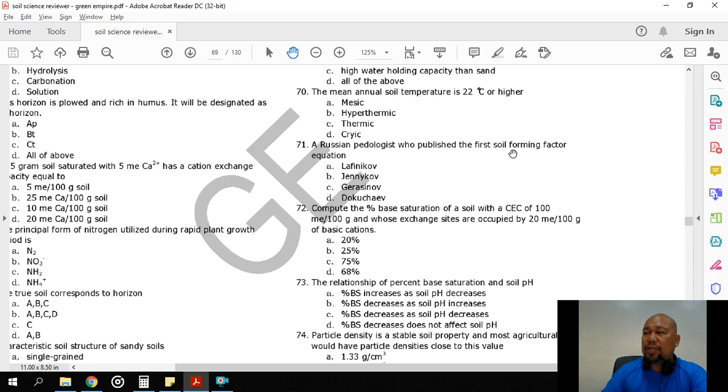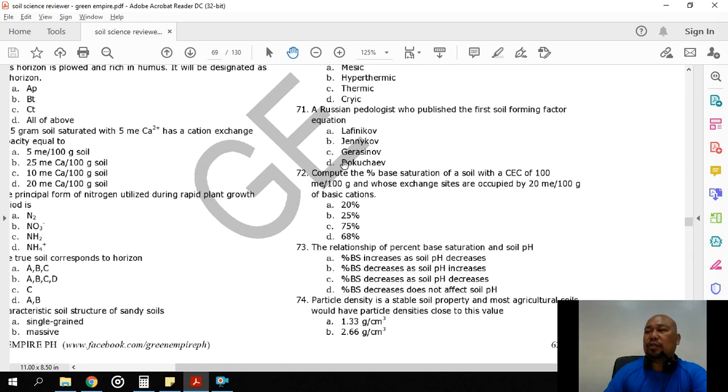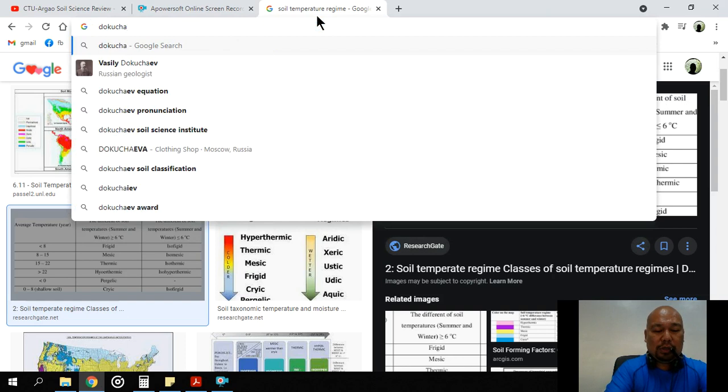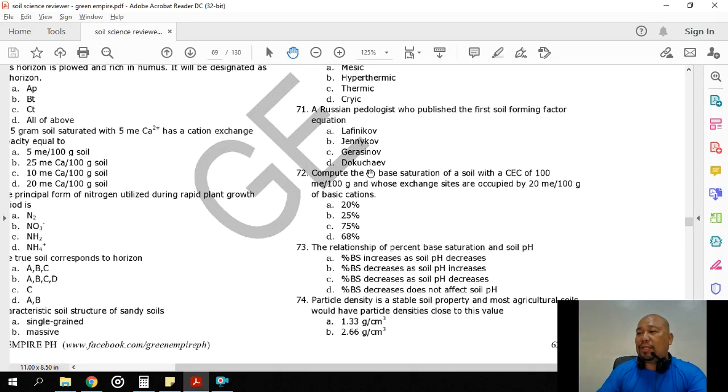Russian pedologist who published the first soil forming factor equation. I think this is just a memory recall. I think it's Dokuchaev. I'm not sure about the others, like Glinka or Gerasimov, but I would go for Dokuchaev. But let's see. There, Vasily Dokuchaev, father of soil science. The study of soils in their natural setting, we covered that before. That's actually pedology. So now you know the correct answer for this. If you really want to know the history, by all means open other reference materials.